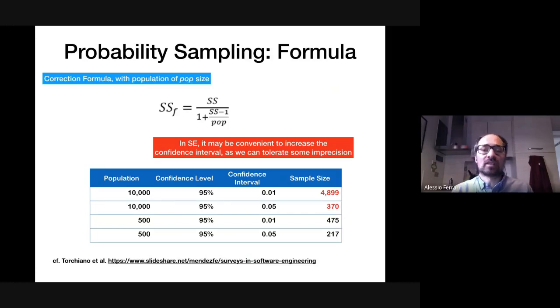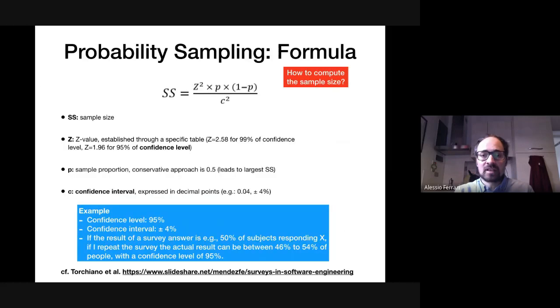That number was a general case. In this case, you can infer maybe that the population is made of 10,000 units. And at this point, you select your confidence level and your confidence interval, which are the numbers that are needed here. P is 0.5, C is 0.04, Z, you can select 1.96 for having a 95% confidence level. You have your sample size.